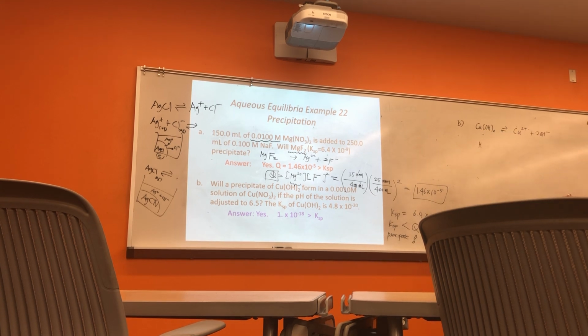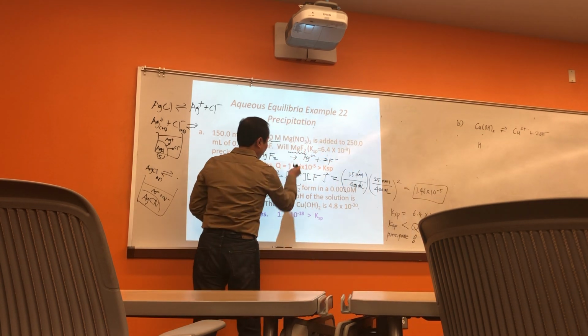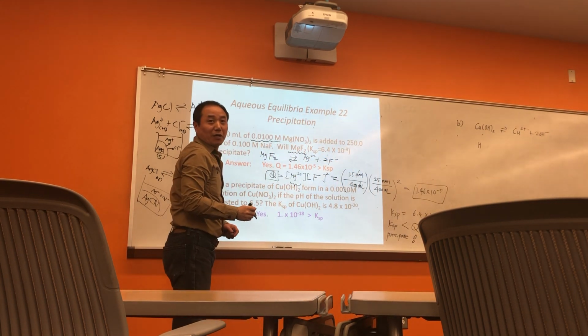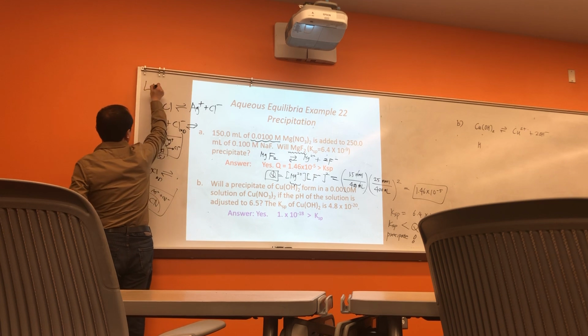Why does that equation get a double arrow, but the other one got a single arrow? This should have a double arrow.